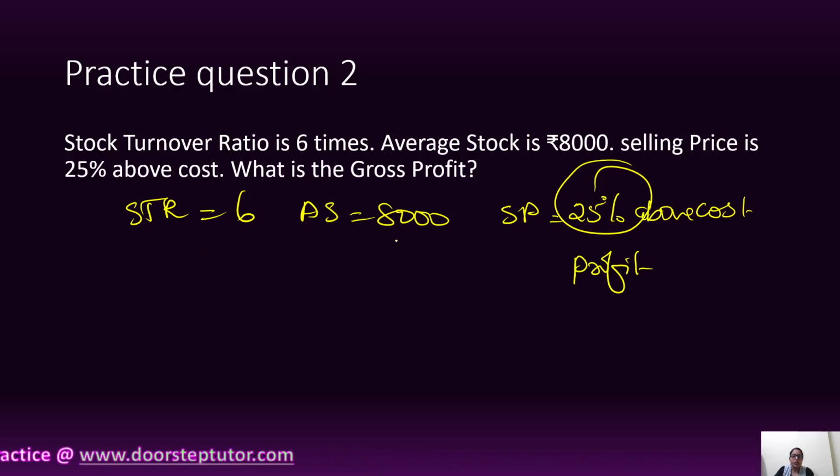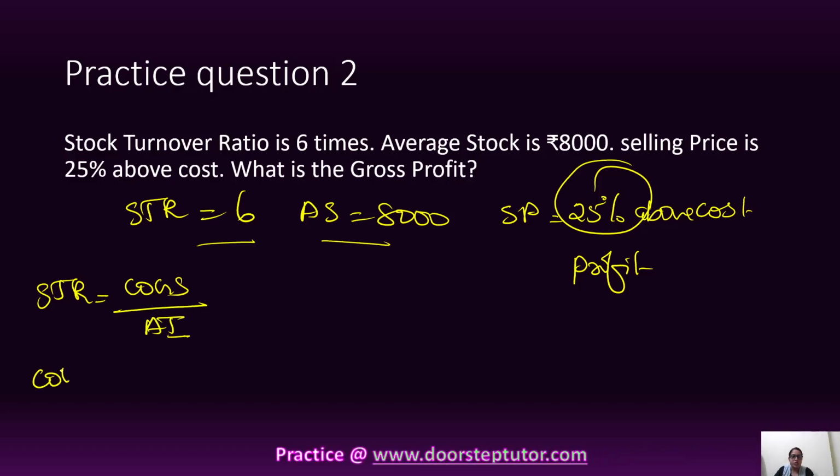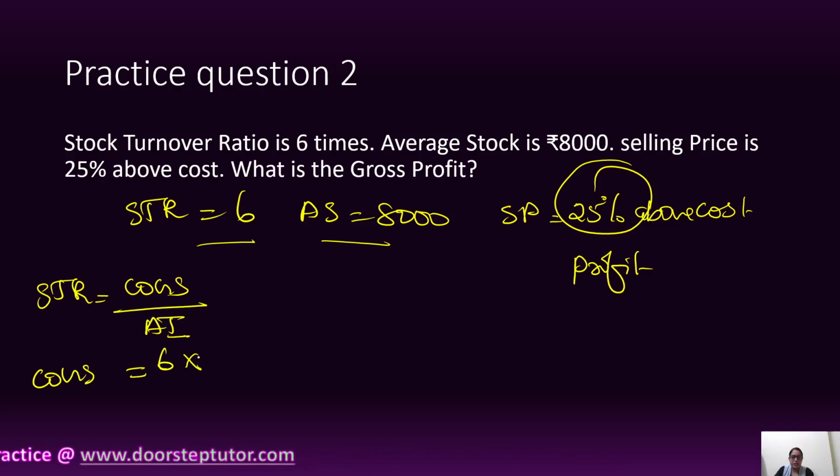Now stock turnover ratio and average stock is given, we can easily find out the cost of goods sold, isn't it? Stock turnover ratio is equal to cost of goods sold divided by average inventory. Cost of goods sold is equal to stock turnover ratio 6 into average inventory 8,000, 48,000.